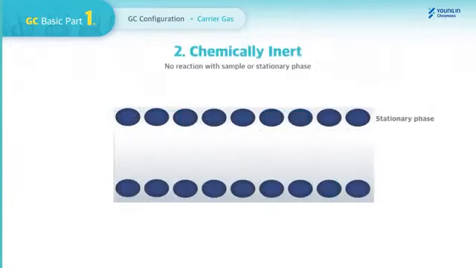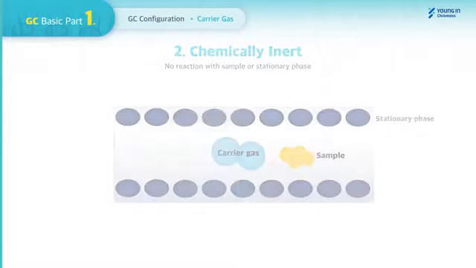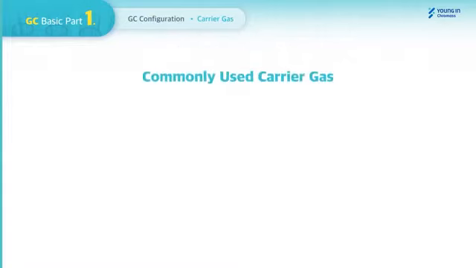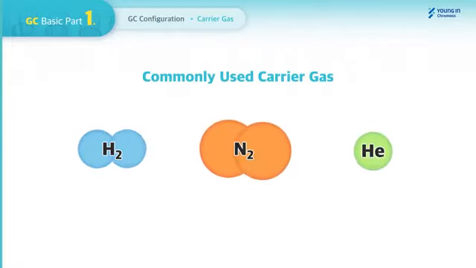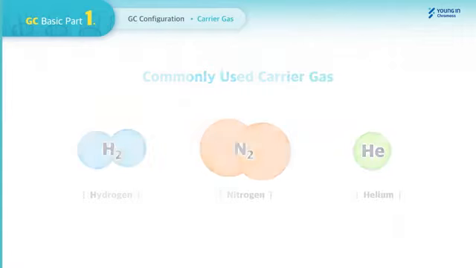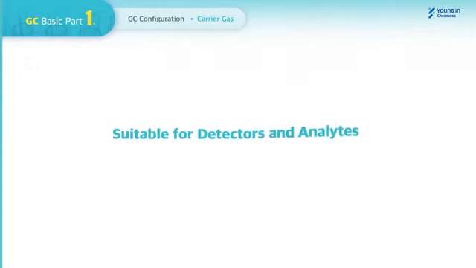Second, it should be chemically inert. Being chemically inert means there's no chemical reactions between carrier gas and either samples or stationary phase in the column. Then which gases are commonly used as a carrier gas? There are three major gases we use for carrier gas: hydrogen, nitrogen, and helium. They all meet the requirements of pure and chemically inert. Plus, the carrier gas should be selected depending on the detectors and analytes.